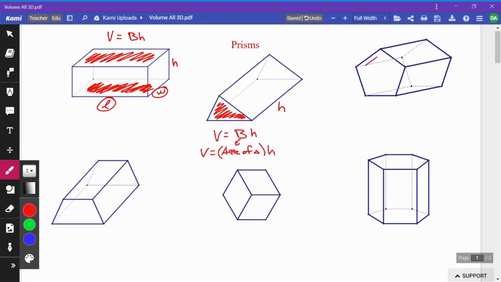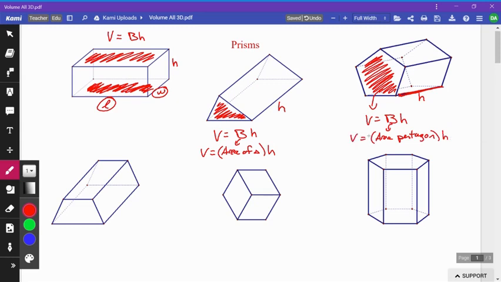Over here, more like the same. I shade in the base. So here, the volume is going to be the area of the base times the height, where the height is the distance between the bases. In this example, though, the base is going to be the area of a pentagon, times my distance between the bases.